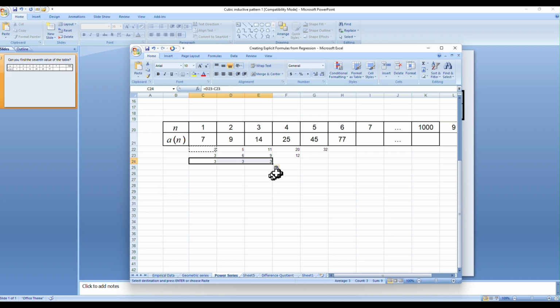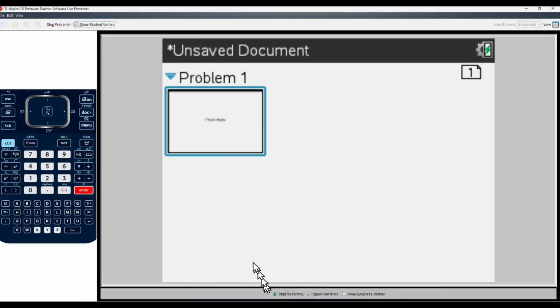Now we're going to go on to the calculator. I'm going to show you how to use the calculator, the TI-Nspire, to find these functions. And you can do this with any statistics function in other calculators. I just use the TI-Nspire CX in my classroom, and that's what you're looking at right now.